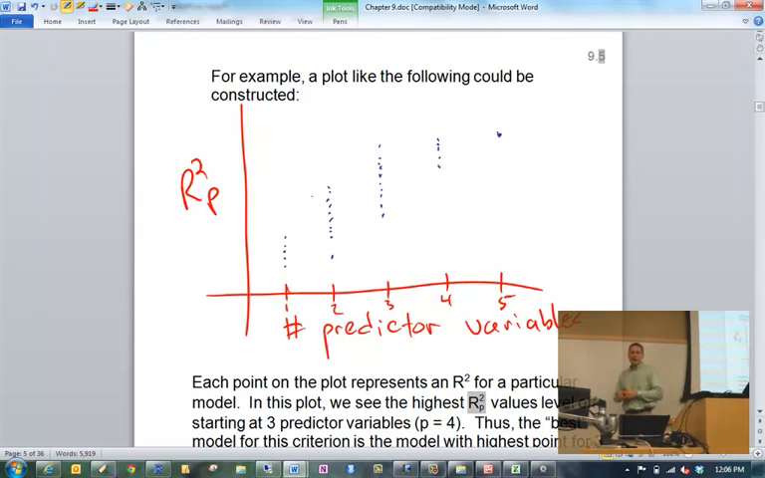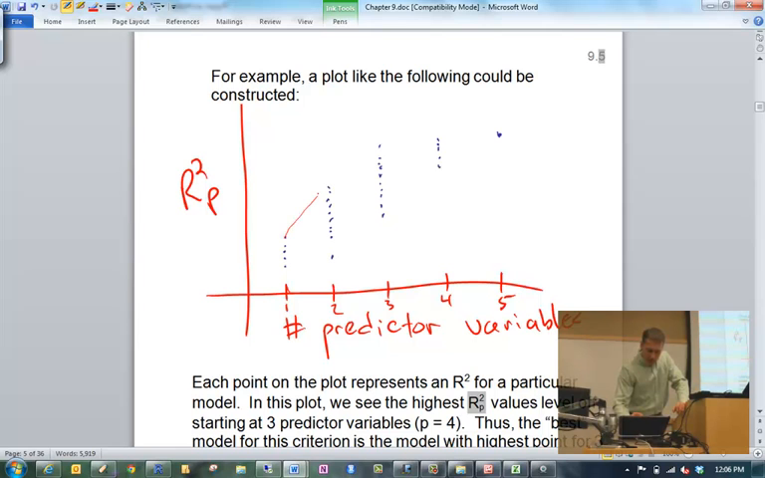So let's say that we're looking at a bunch of models. Some models have one predictor variable in it. Some models have two predictor variables in it, and so on. And for each model, I calculate R squared. And I simply plot the R squared versus the number of predictor variables.